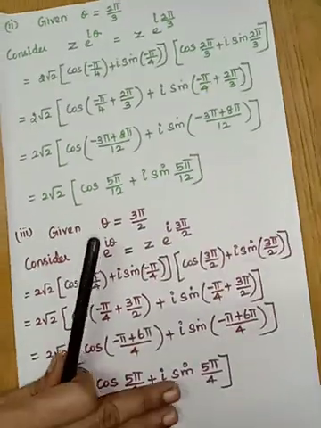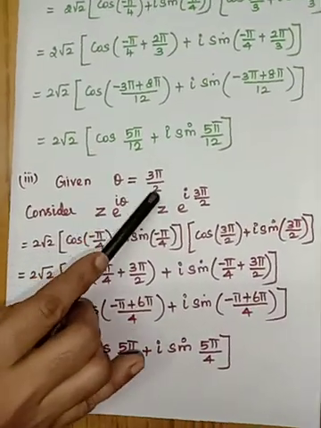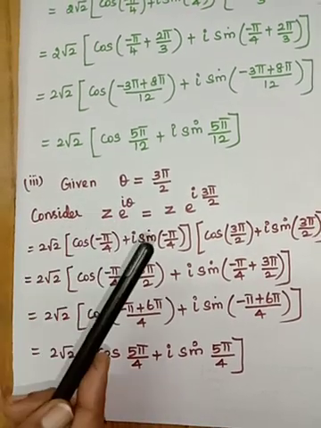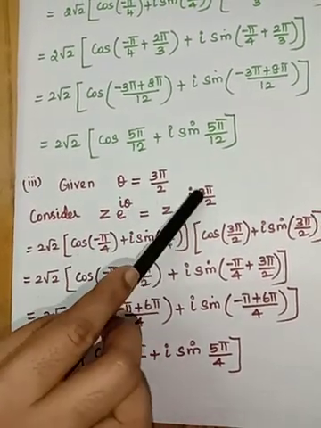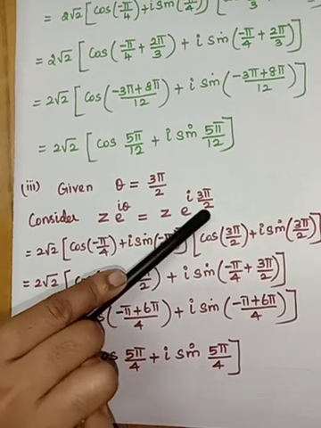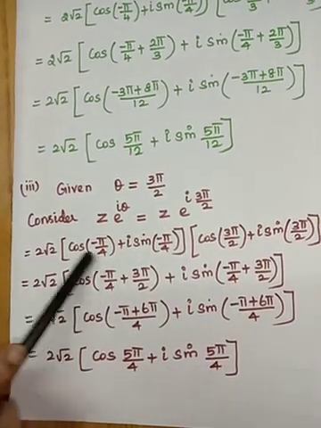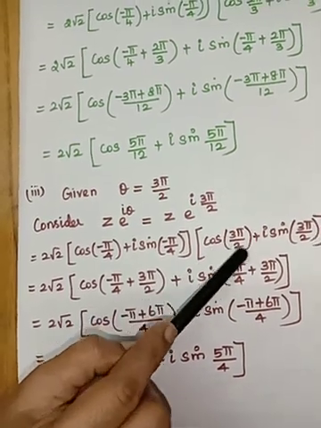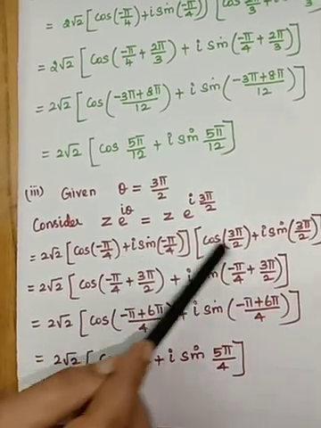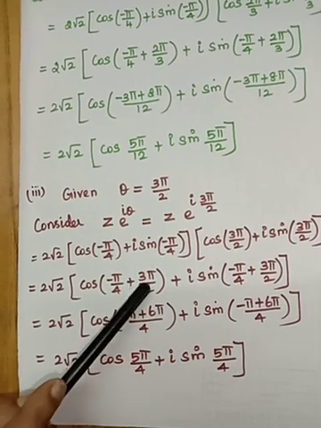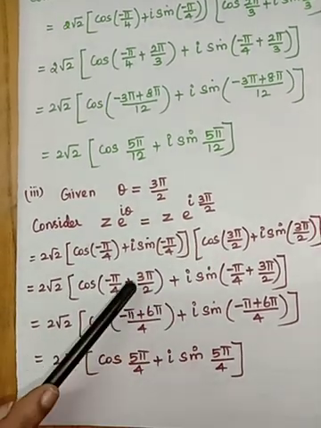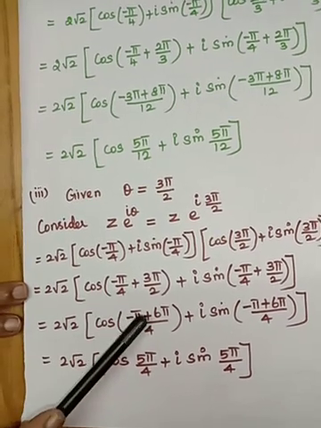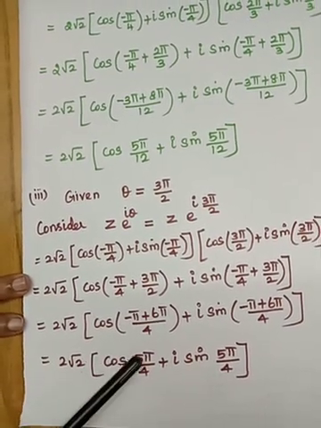In the third subdivision, the theta is given as 3 pi by 2. So you have to consider Z into e power i theta. The same thing, you substitute theta as 3 pi by 2. Z in polar form is this, and e power i 3 pi by 2 is cos 3 pi by 2 plus i sin 3 pi by 2. When you multiply, what you have to do? You have to add the angles. So minus pi by 4 plus 3 pi by 2. Take LCM 4, so it is minus pi plus 6 pi by 4. So the answer is 5 pi by 4.